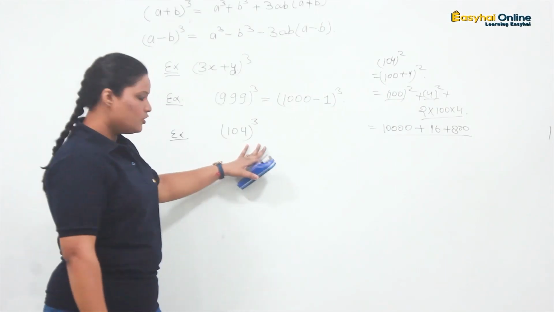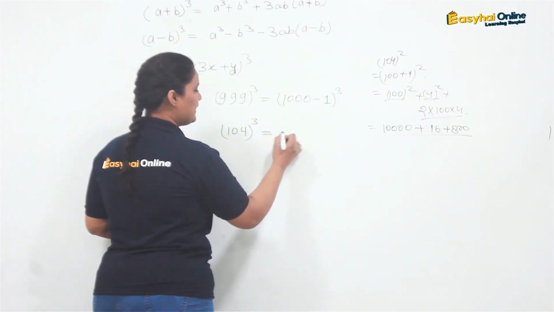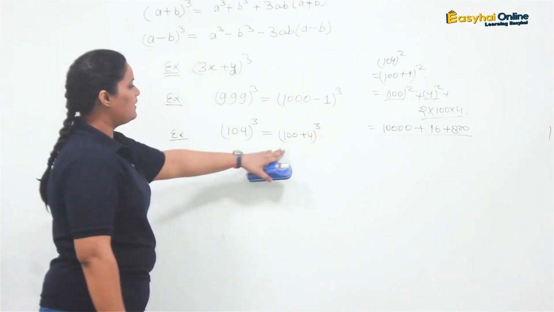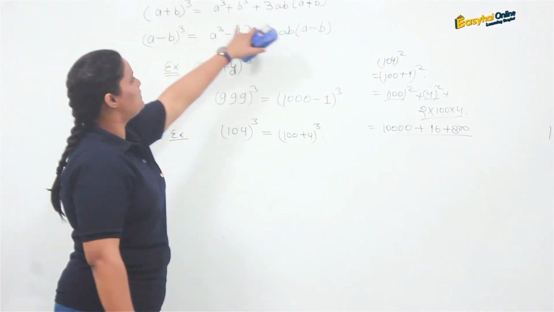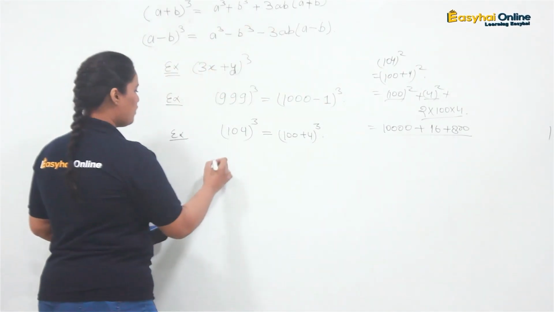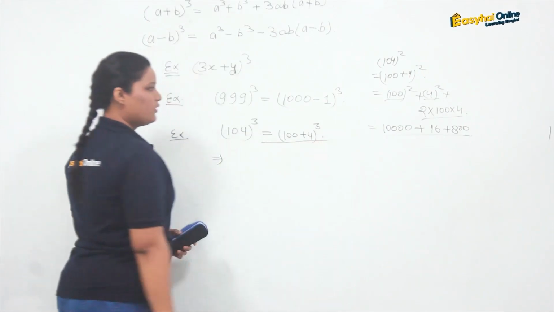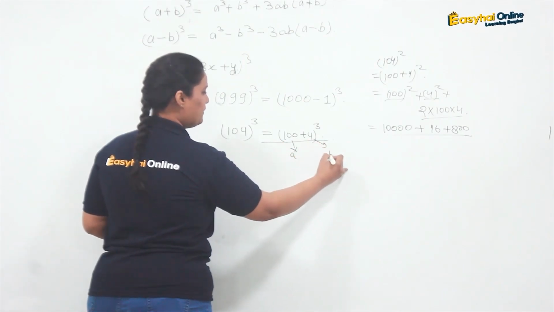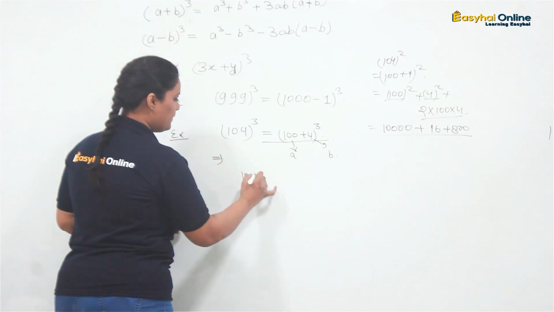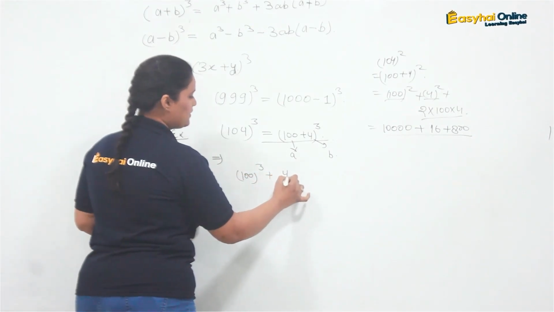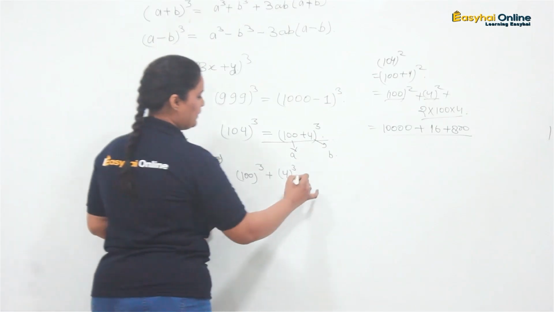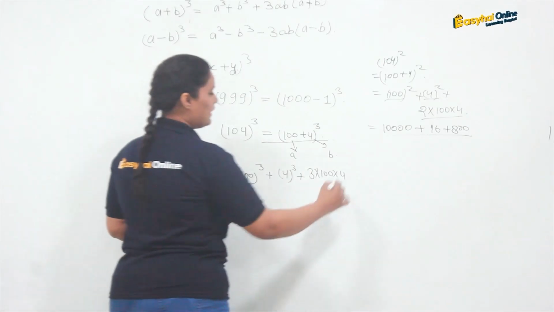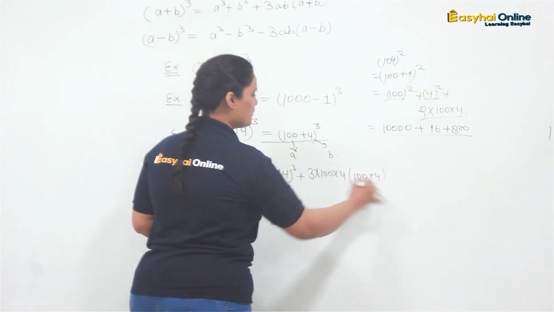Similarly, you can find the cube of 104 by writing it like (100 plus 4) whole cube. And here you can apply the formula of (a plus b) whole cube. I will solve it for you. Now a will be 100 and b will be 4. Comparing these, it will be 100 cube plus 4 cube plus 3 into 100 into 4 into (100 plus 4).